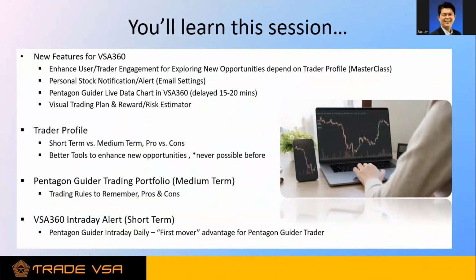The live data makes it easier, so you can actually carry your phone and look at the charts. Okay, you can look at the charts from in here, but do bear in mind there is a 15 to 20 minute delay. So if you want a quicker real-time one, go over to TradingView alert. Then we have the visual trading plan, which gives you the reward to risk estimator. Anything above 1 will be green.